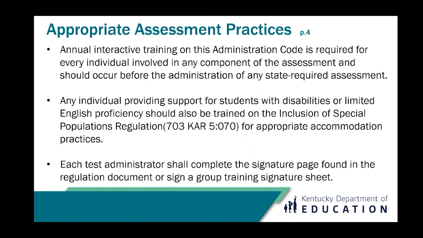Individuals providing accommodations to students with an IEP, 504, or PSP must also receive training on the Inclusion of Special Populations regulation. Volunteers involved in state testing, such as providing accommodations or helping with proctoring, must meet certain stipulations that also apply to school staff, be trained in both administration code and inclusion of special populations, and sign non-disclosure agreements. No student may administer a state assessment, and this includes peer tutors.